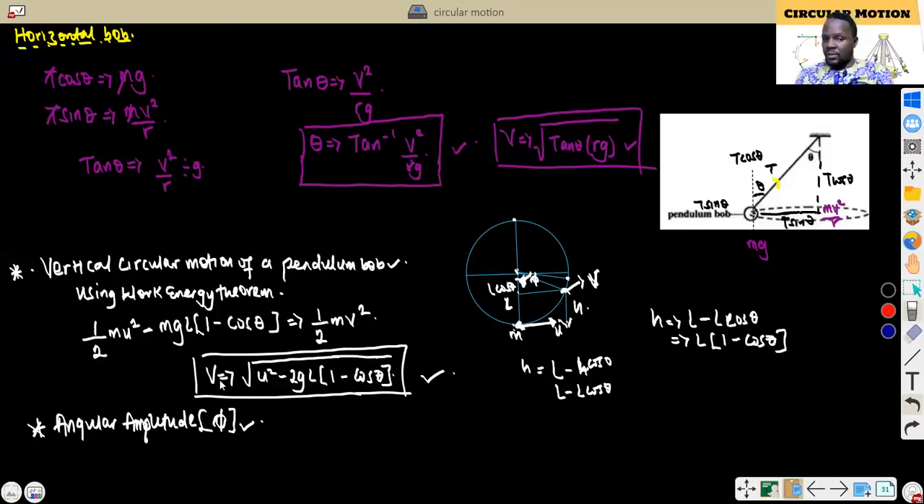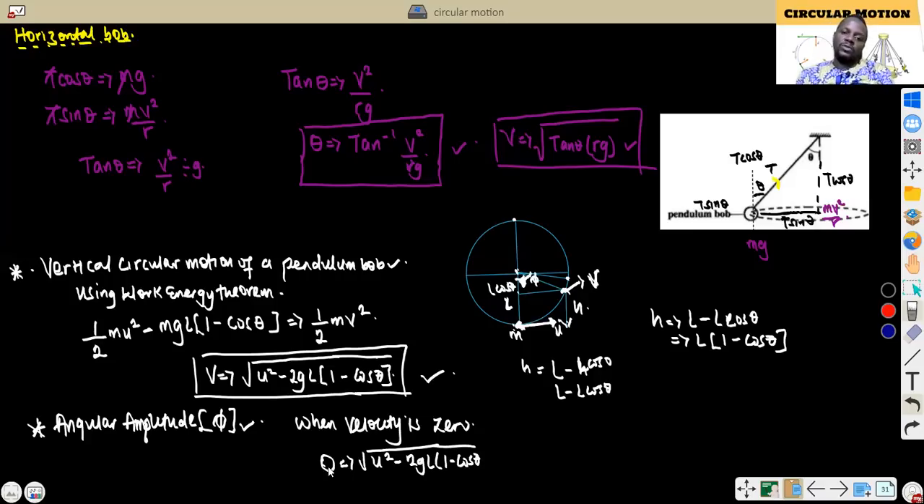The velocity formula we have derived, when velocity is 0, then we have angular. So when velocity is 0, keep that at the back of your mind. Directly you can say, this will give you 0 equals the square root of U square minus 2GL, open your bracket, 1 minus cos. So this is the formula. Then you square both sides to remove the square root. 0 squared is still going to give you 0.